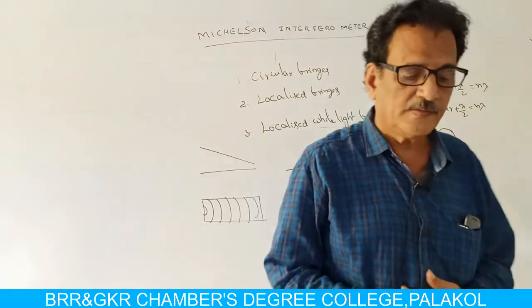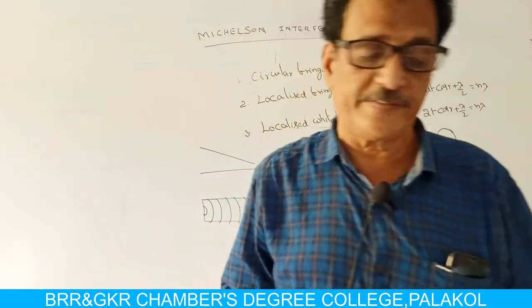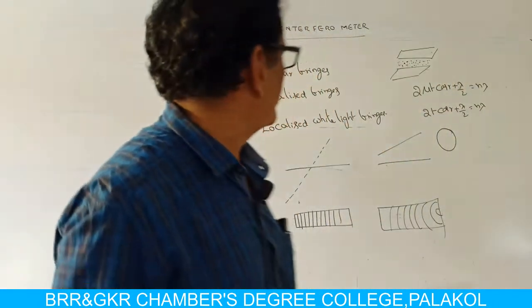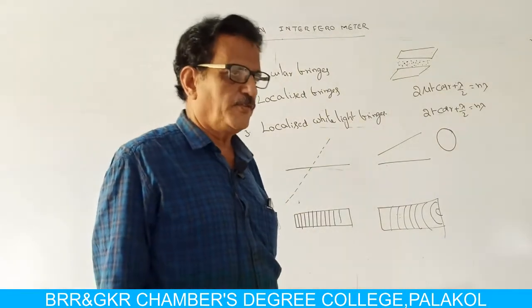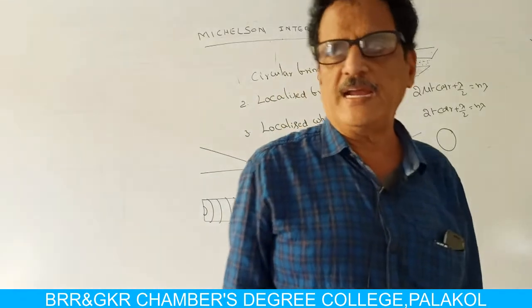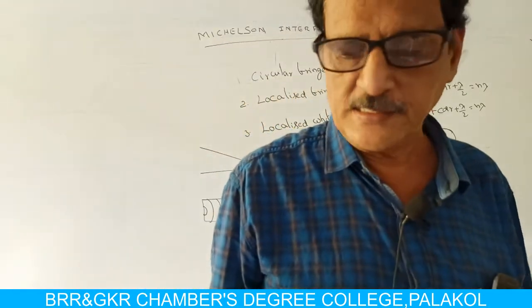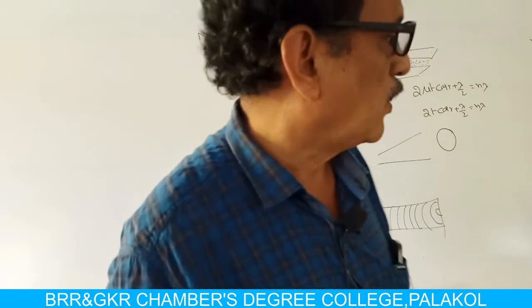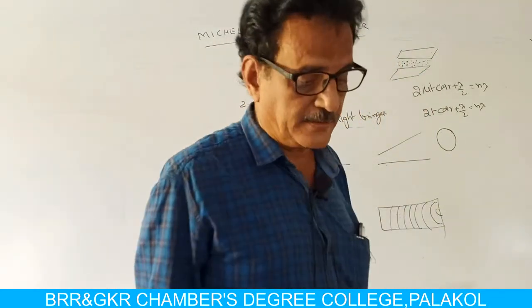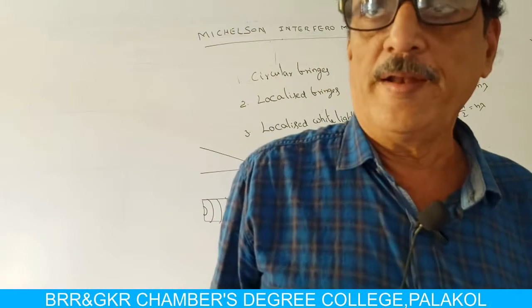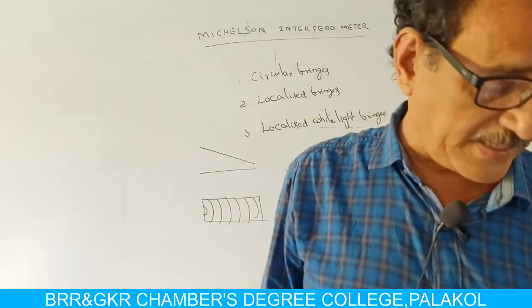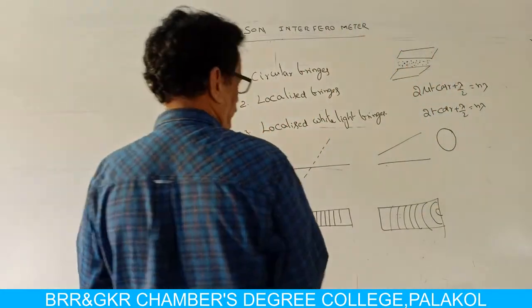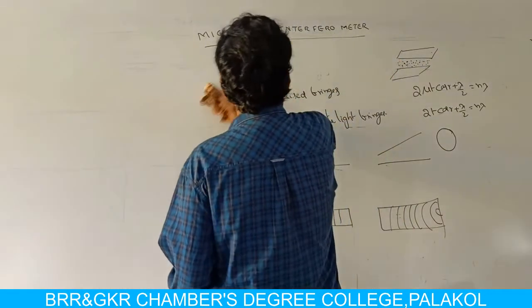Like this, we will get curved fringes. But the third type of fringes are called localized white light fringes. If we use a white light instead of monochromatic light, we will get localized white light fringes. Now, let us discuss the uses of Michelson interferometer.